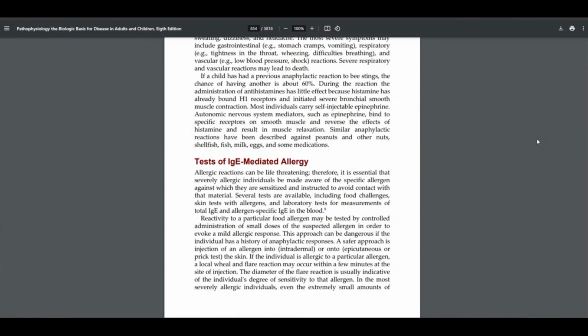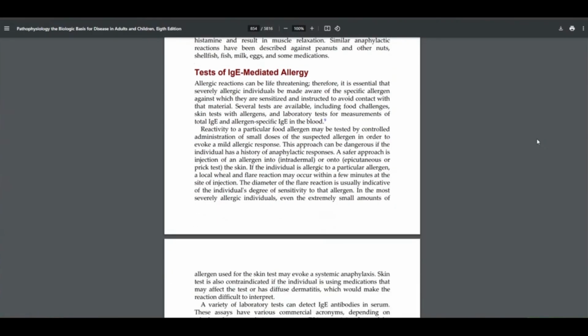Autonomic nervous system mediators, such as epinephrine, bind to specific receptors on smooth muscle and reverse the effects of histamine and result in muscle relaxation. Similar anaphylactic reactions have been described against peanuts and other nuts, shellfish, fish, milk, eggs, and some medications.